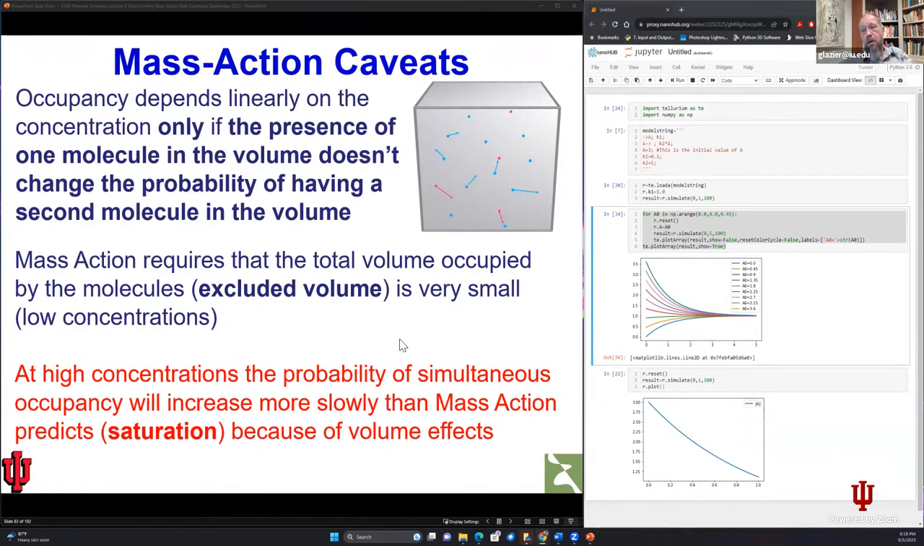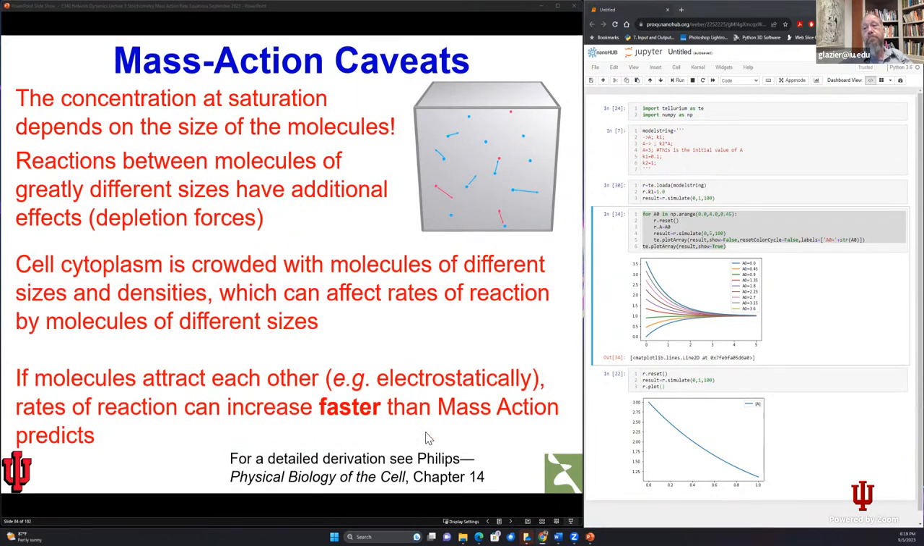The one thing that we need to know is that in general, at high concentrations, the probability of simultaneous occupancy increases slower than you'd expect for mass action. And so the actual rates of chemical reaction are usually going to be slower than mass action predicts. Now, it's possible that other things happened. In biology, chemical reactions are not happening in water. Cells are very crowded. They have cytoplasm. Cytoplasm is full of molecular species.